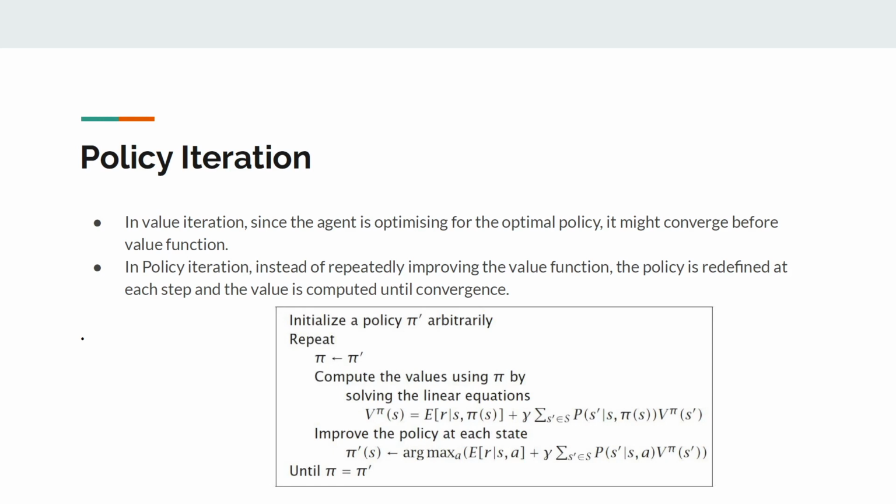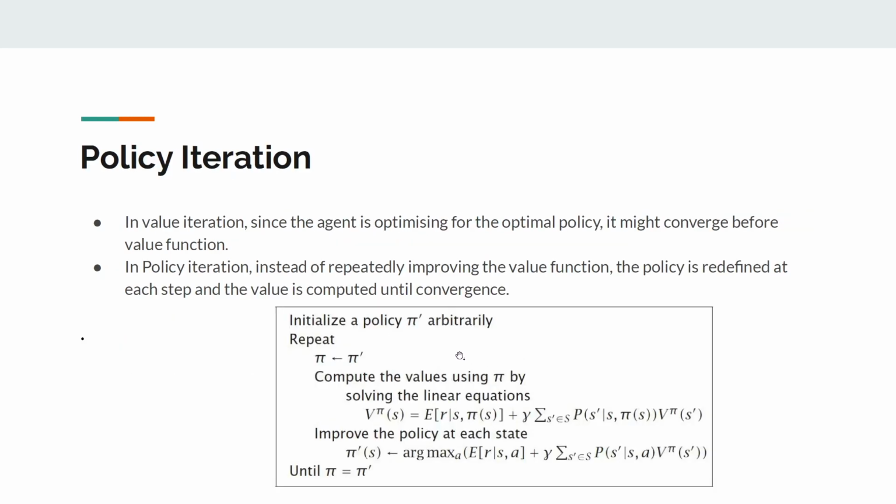So looking at the pseudocode here, at each iteration, we compute the values using the policy pi by solving the linear equations, which are just Bellman equations using the current policy. And then we improve the policy at each state using the value that we just calculated. So we just update the action for each state to the one that gives the best value. And we repeat until this policy converges.